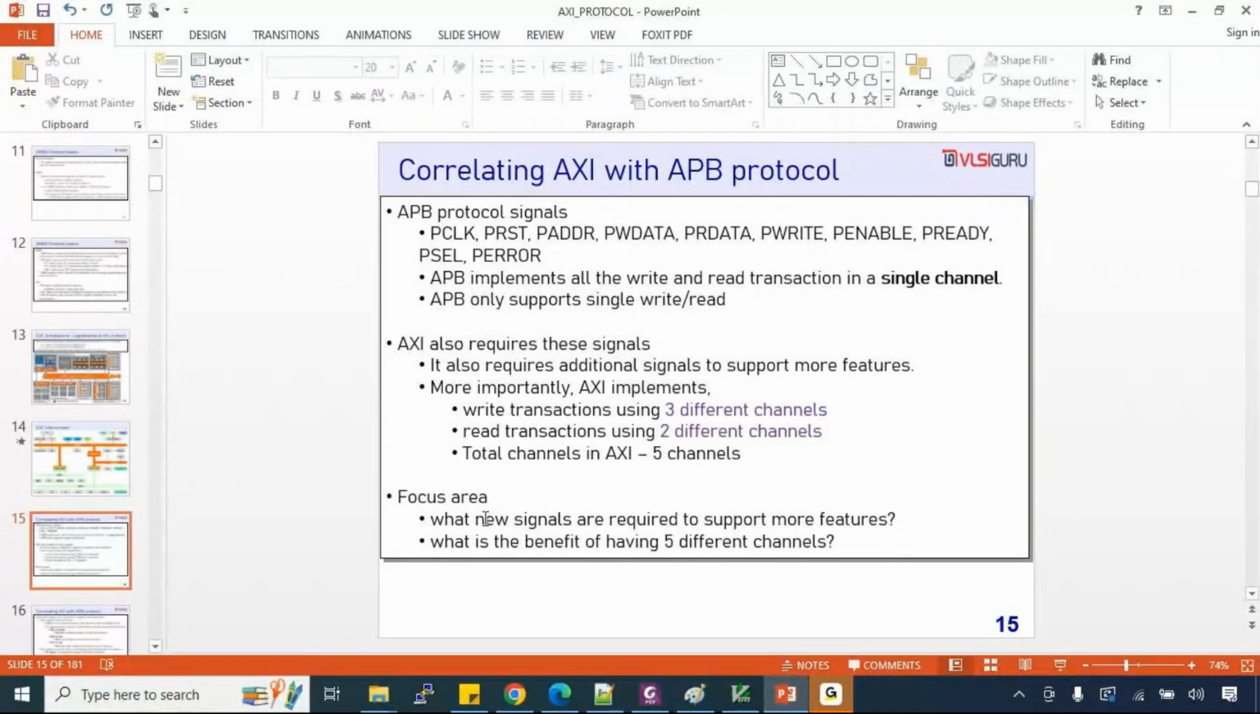What is our focus in this session? What new signals are added, and are required, to support more features? What is the benefit of having 5 different channels? Do you understand the benefit of having 5 different channels? The advantage is it allows multiple transactions to happen parallelly. What are those channels? When we go through the channels, you will be able to understand how multiple transactions happen parallelly.